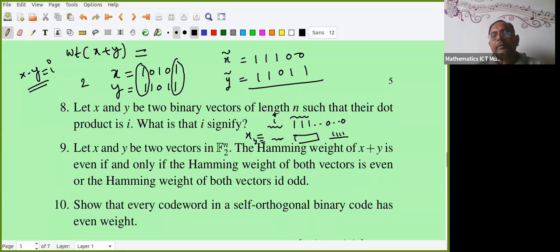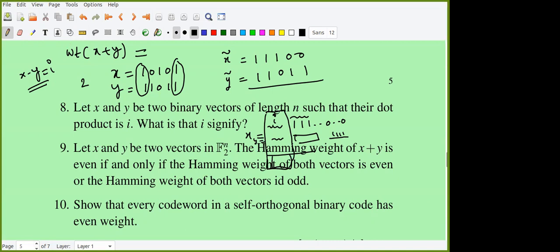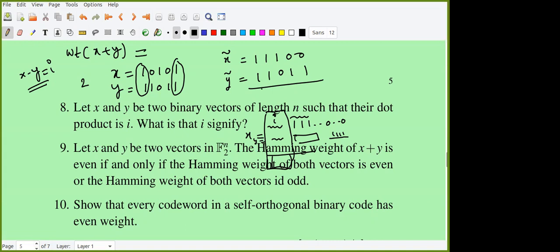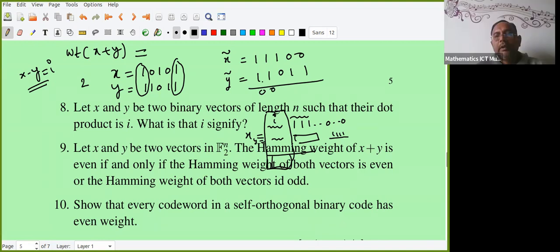Now, if I add these two vectors, what will I get here? In this portion, the first I places, there is a one here and a one here. Now I'm adding them. What do I get here? 0, 0, right? Yes, here I'll get 0, 0.